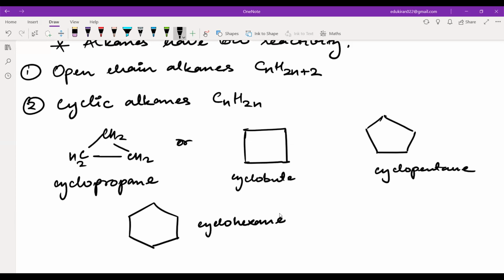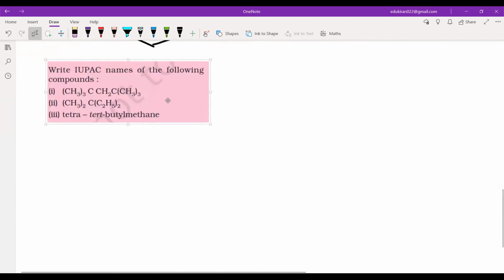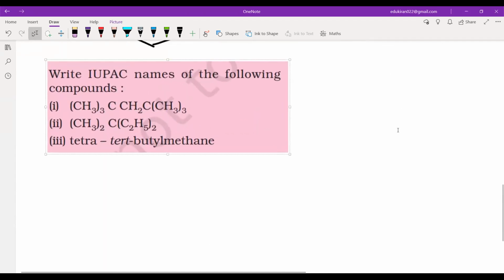Now, write the structure of... Achha, before structure, let me revise some parts of the nomenclature. Okay, some parts of the nomenclature. So write this question. Write the IUPAC nomenclature of the following.